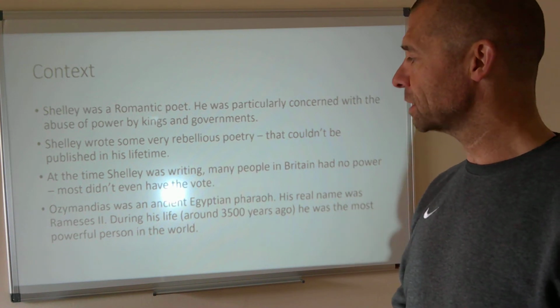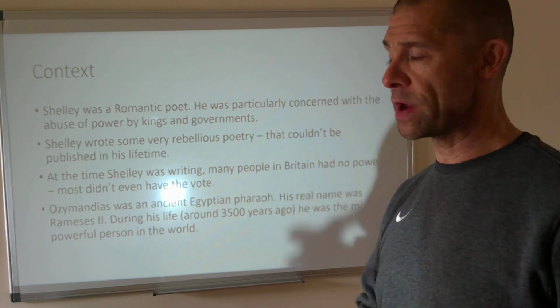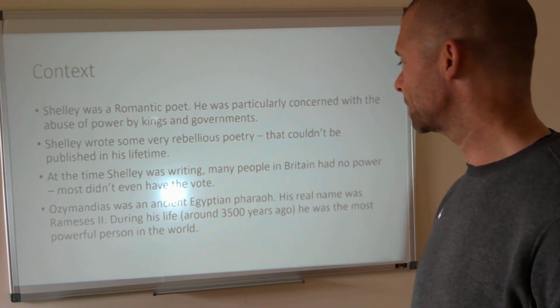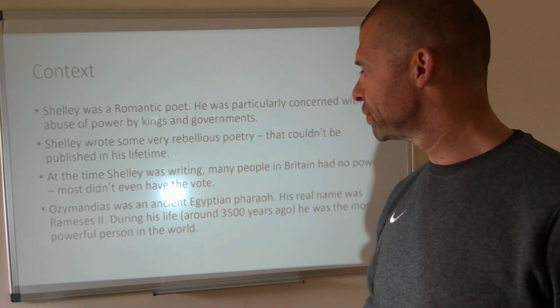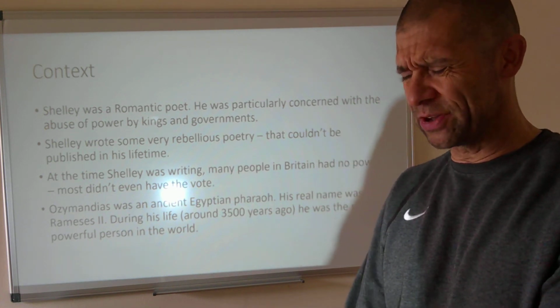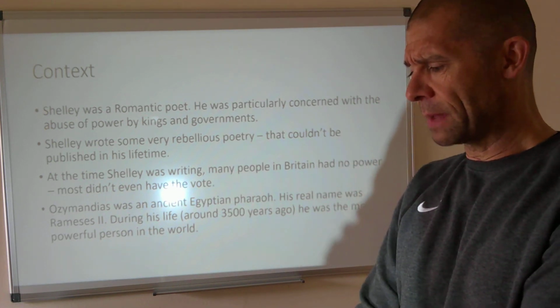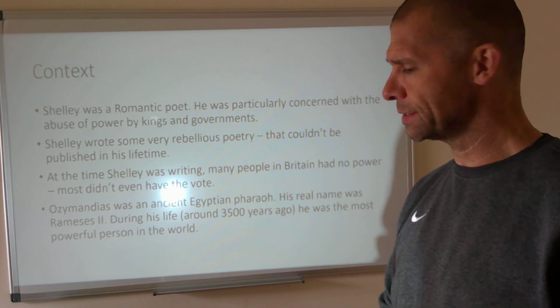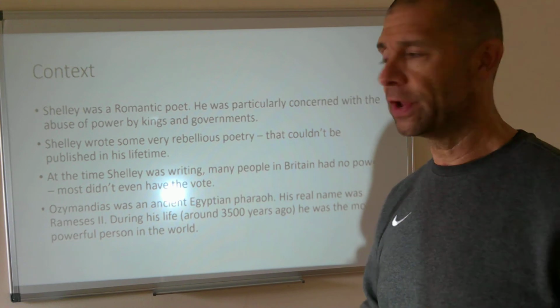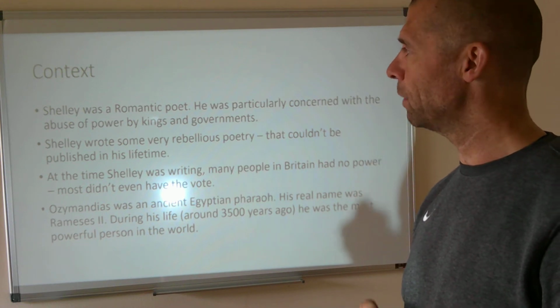A little bit about Ozymandias. Ozymandias is the Greek name for an actual Egyptian pharaoh called Ramesses II. During his life, which was around 3,500 years ago, around 1300 BC, so that makes it close to 3,500 years now, he would have been the most powerful person in the world. It's important that you know that for an understanding of this poem.